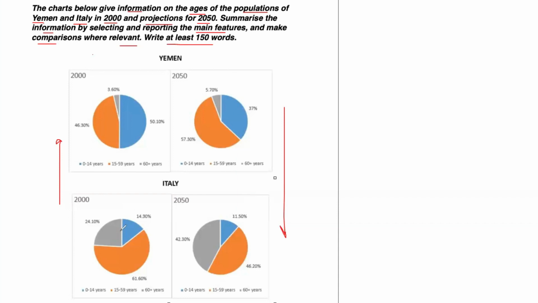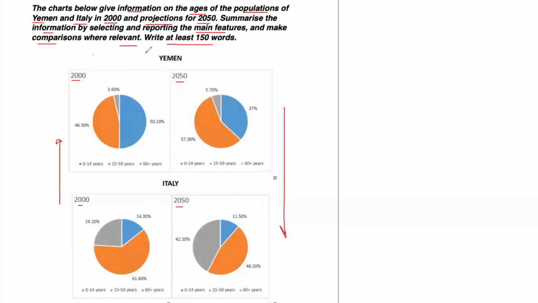So think about how we can combine the information. It's actually best if you combine the information based on the years. So you want to have one group that is 2000 and one group that is 2050. This is because we're going to describe and compare Italy and Yemen's population data from the year 2000, so these 2 pie charts on the left, and then we're going to compare Yemen and Italy for the year 2050.